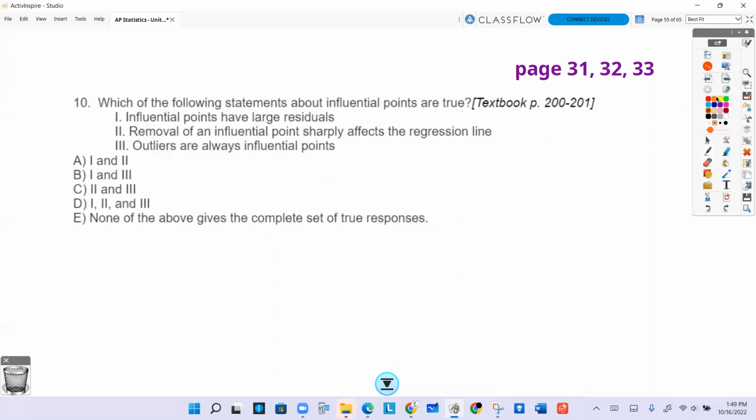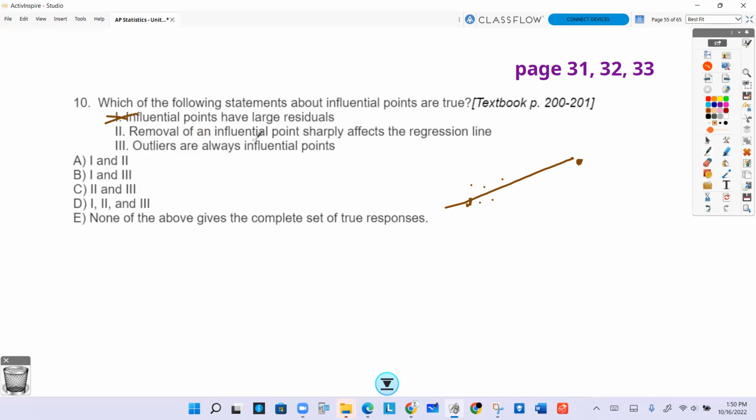Number 10, which of the following statements about influential points are true? Influential points have large residuals. Not necessarily. You can have a graph that looks like this. A bunch of points over here, and then this point over here. This doesn't have a large residual, but it's definitely influencing the line. So that is not true.